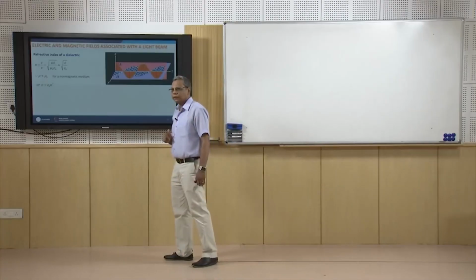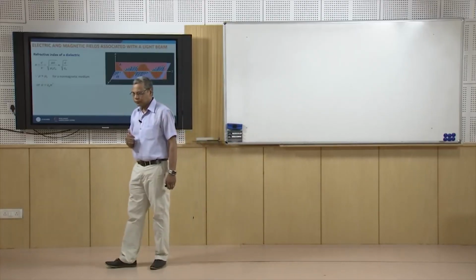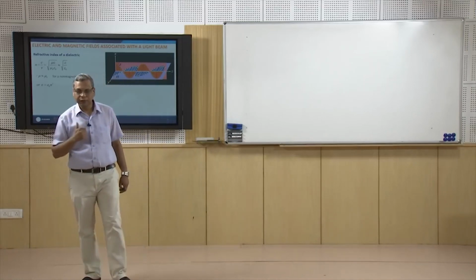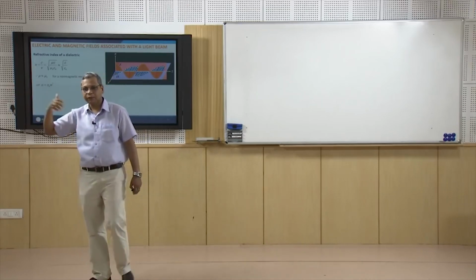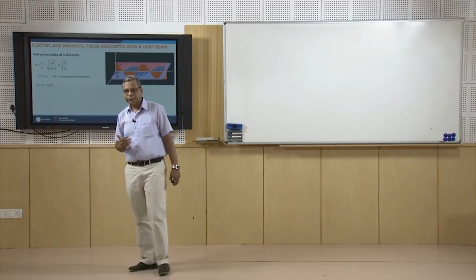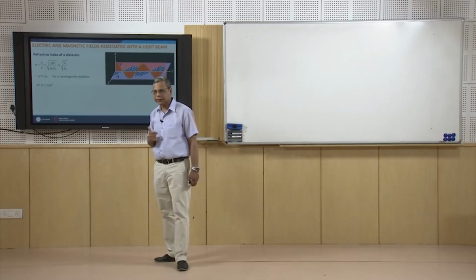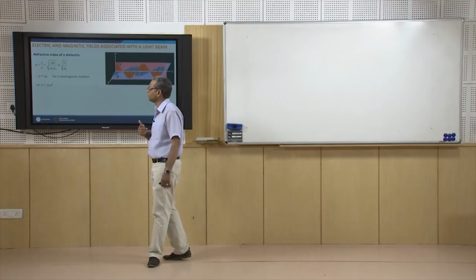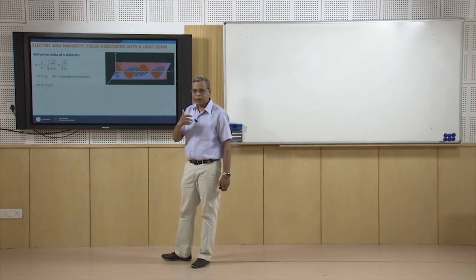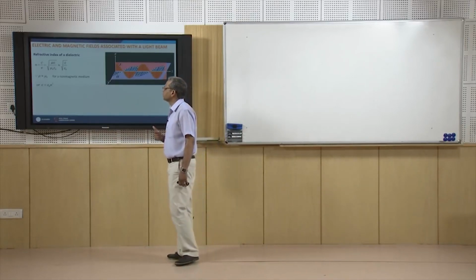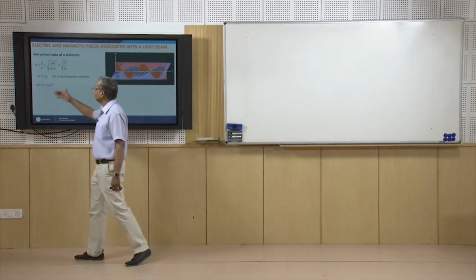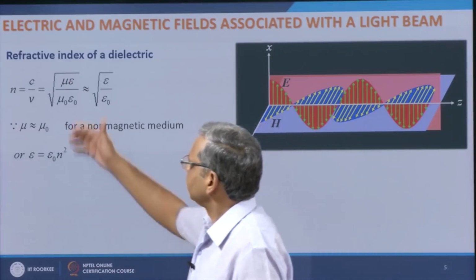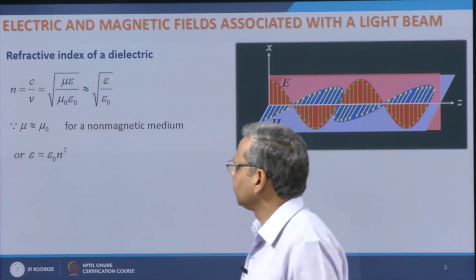What is the refractive index of a dielectric? If these waves move in free space and then go into a dielectric medium, we find that they have different velocities. This difference in velocities can be associated with a certain property of the medium, which is known as the refractive index of the dielectric, and it is given by c by v, which is square root of mu epsilon over mu naught epsilon naught.